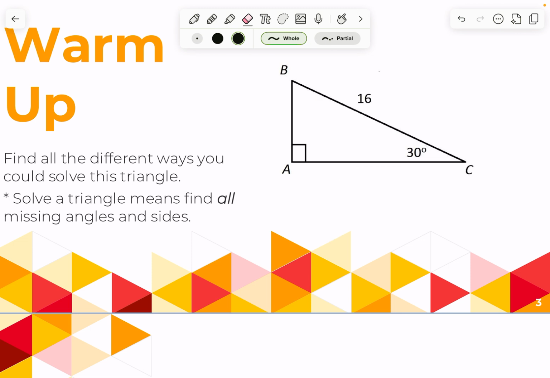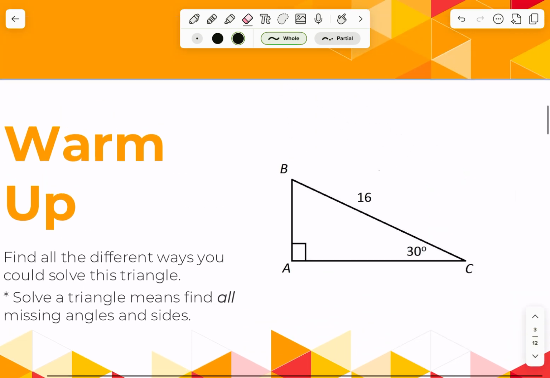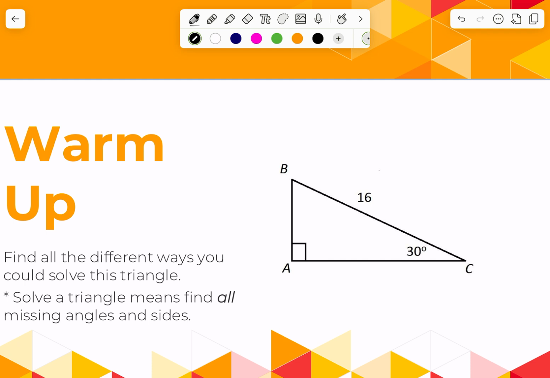For the purpose of this video, I'm not going to really get into the details of why this works. I am just going to show it to you. I have another video where I explain where this ratio comes from. But somebody discovered that when you have a 30, 60, 90 triangle, you can use this ratio.